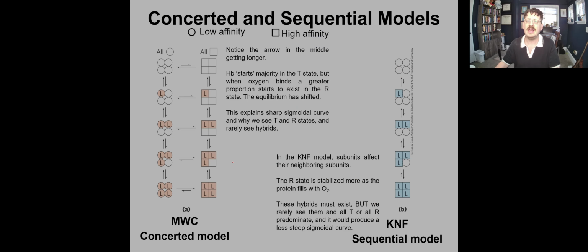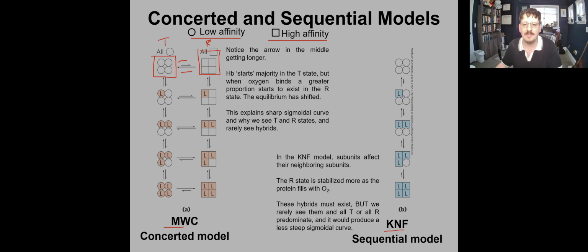Now, what this looks like is the concerted model is here on the left, the sequential model is here on the right. With the concerted model, circles represent T state, squares represent R state. And so if we start up here, we have that the protein is all in the T state, and here we have it all in the R state. And if we look at the equilibrium, without oxygen, it favors it being in the T state. That makes sense. It's in the T state, it's not as receptive to oxygen, so it's more unloaded. So the equilibrium favors it being in the T state.